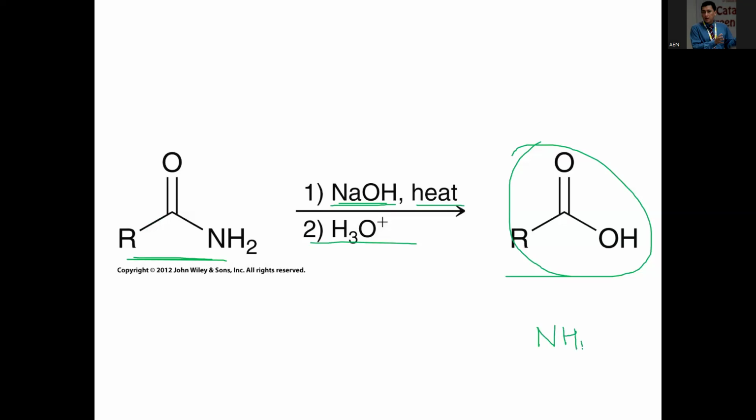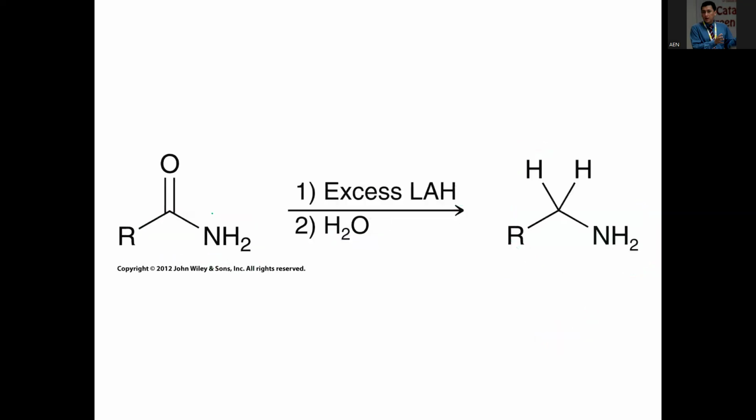NH4+ will also be another of the secondary products from this reaction. All right, good. Amides with excess LAH, what happens? Primary amines. You will get primary amines. Very similar to the reaction you have with carboxylic acids, with amides, with acid halides. You will get a full reduction with excess LAH.